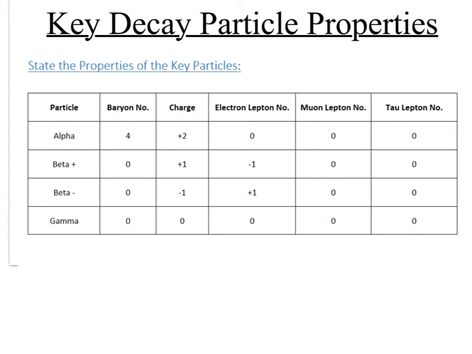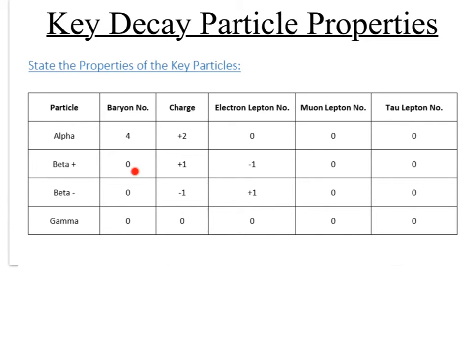Okay, so in terms of these, it's important in order to look at these in terms of interactions and decays and in terms of Feynman diagrams that we know the key properties of each of the particles. So an alpha particle is made of 2 protons and 2 neutrons, so it's 4 baryons, so it has a baryon number of 4. It's got 2 protons, so it has a charge of plus 2, but it's not got any leptons involved, so those are all 0.